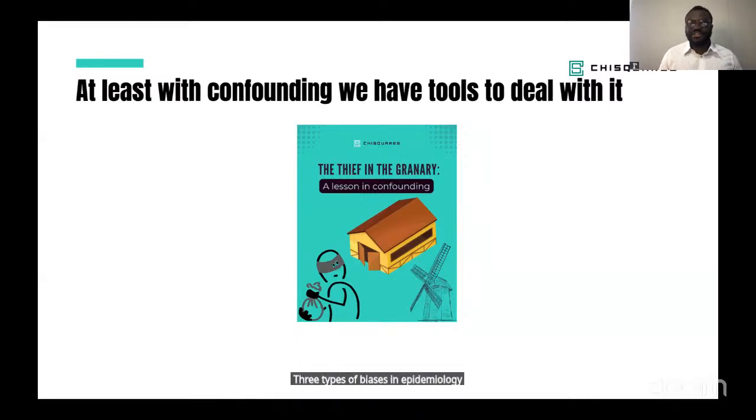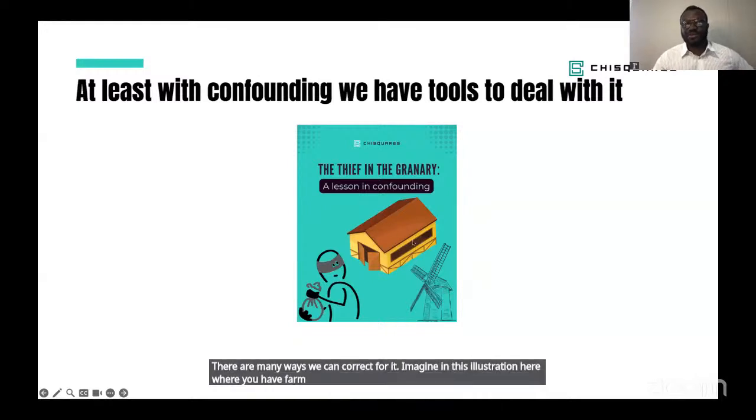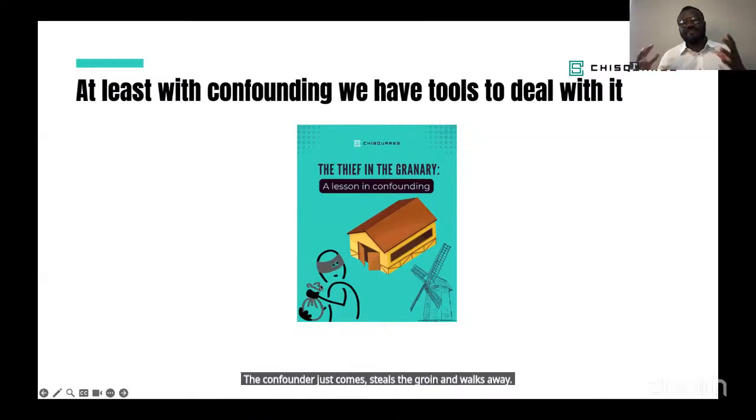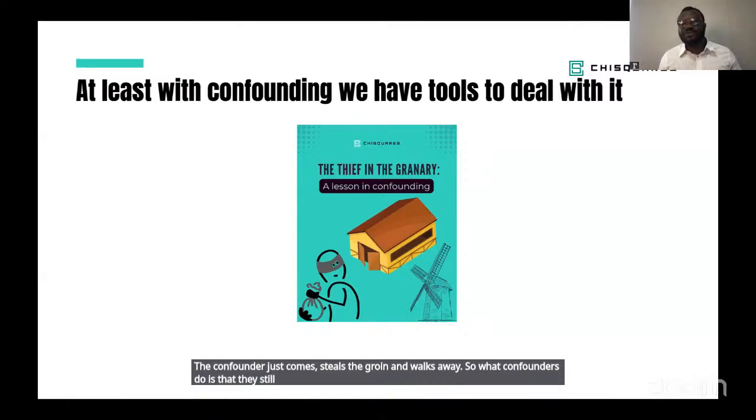If it's confounding, you can correct it, right? Confounding is a thief. We call it a nuisance variable. There are many ways we can correct for it. Imagine in this illustration here where you have farmers who come to the granary to store their grain, and the confounder just comes, steals the grain, and walks away. So what confounders do is that they steal explanatory power between the variables in question.